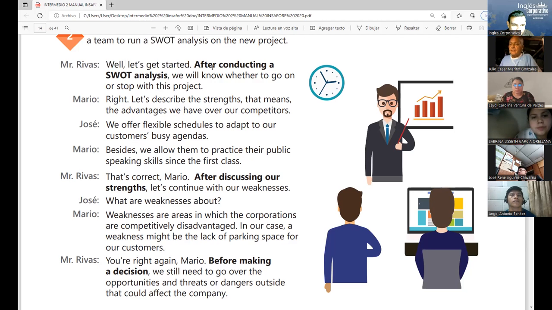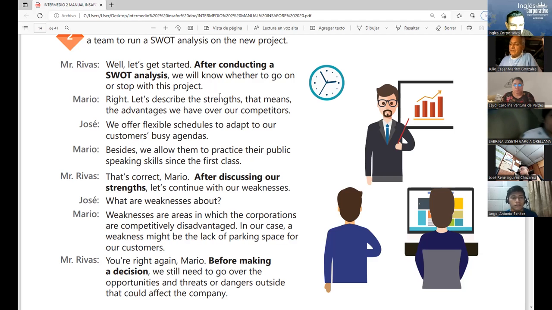After conducting a SWOT analysis, we will know whether to go on or stop with this project. Right. Let's describe the strengths. That means the advantages we have over our competitors. We offer flexible schedules to adapt to our customers' busy agendas. Besides, we allow them to practice their public speaking skills since the first class. That's correct, Mario. After discussing our strengths, let's continue with our weaknesses.